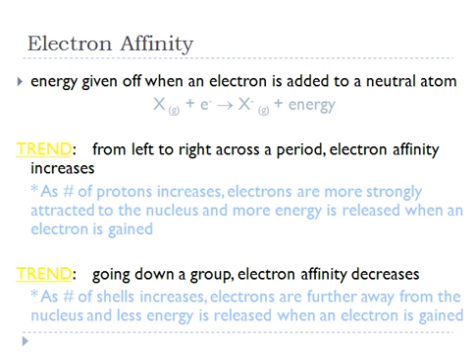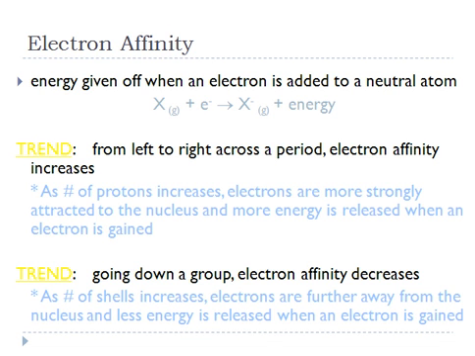All right, electron affinity, and then we're almost through. So electron affinity is the energy that's given off when an electron is added to a neutral atom. So this is sort of the opposite of ionization energy. So your trend going from left to right across a period, electron affinity increases.